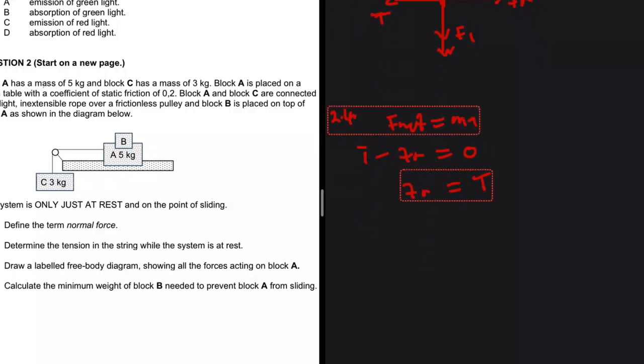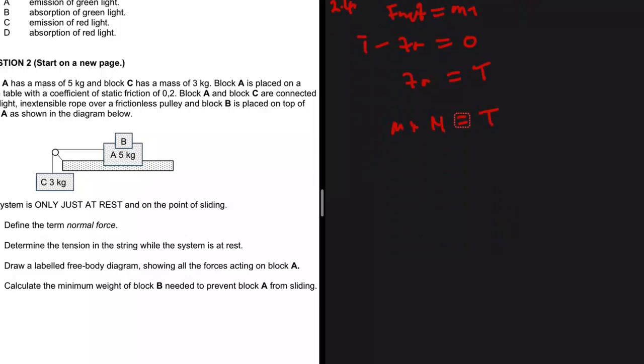And then here in the frictional force is where we are actually going to have the mass of B, which we are looking for. So we're going to have the coefficient multiplied by the normal force being equal to the tension. We know the value of the tension is 29.4.